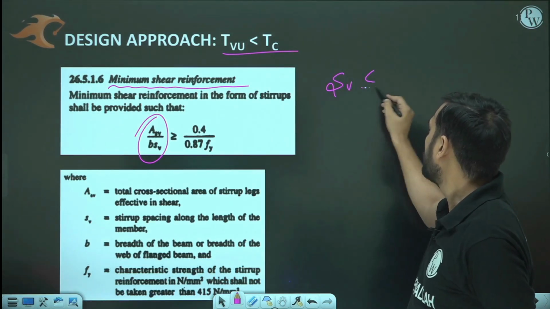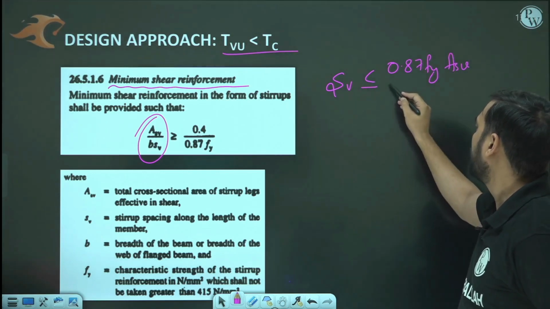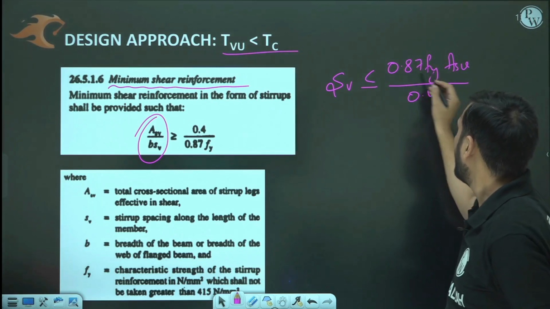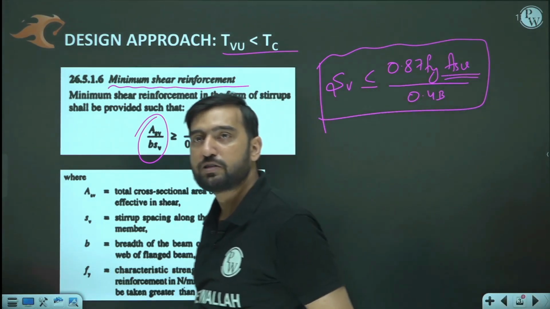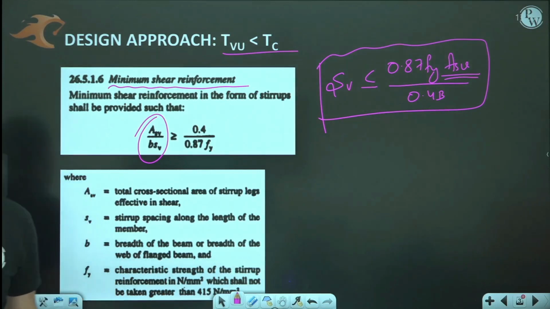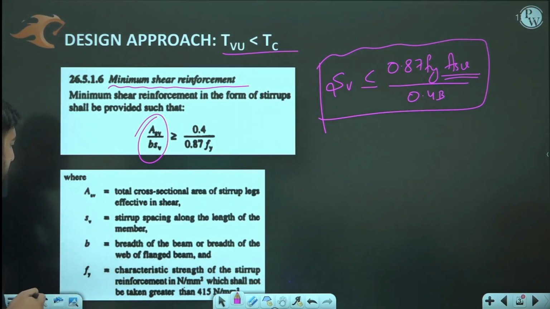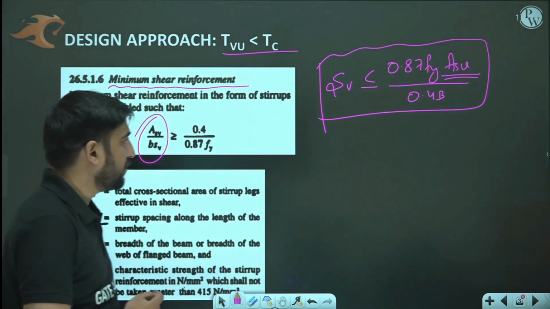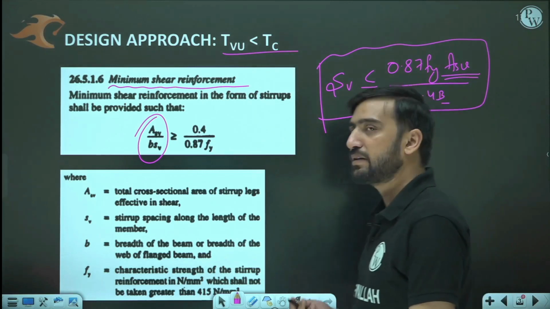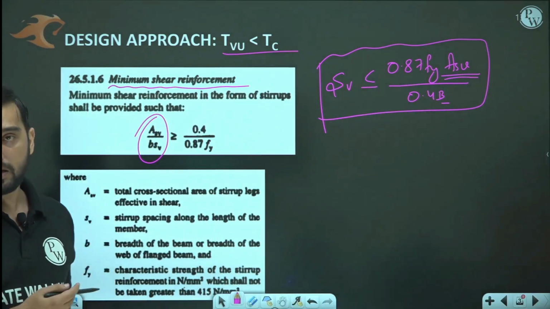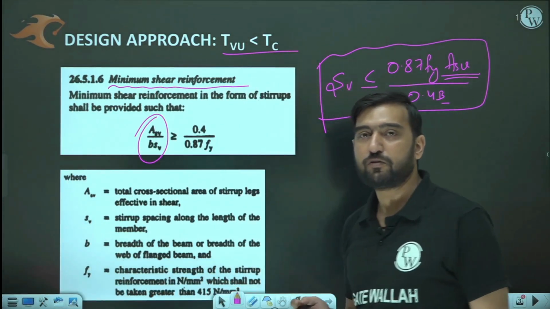or you can say the spacing of the stirrups should be less than 0.87 Fy ASV divided by 0.4B. Now, many of you might be thinking, what is this ASV? ASV is the area of steel in vertical stirrups. SV is the spacing of the stirrups and B is the width of the beam, and from starting only we are representing this width as capital B, and Fy is the characteristic strength of the steel.